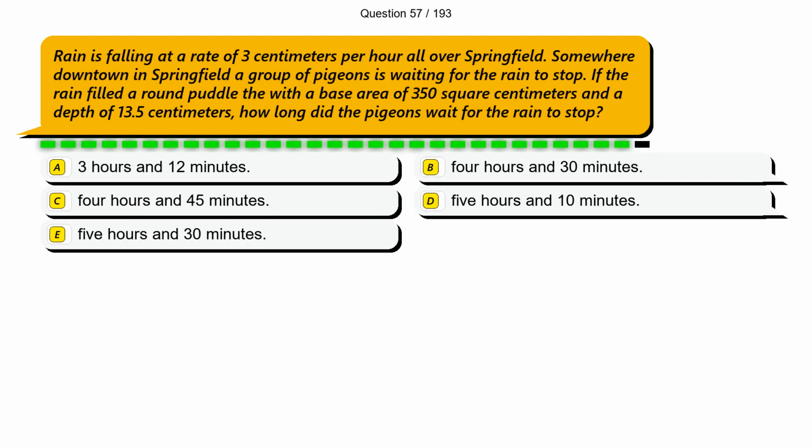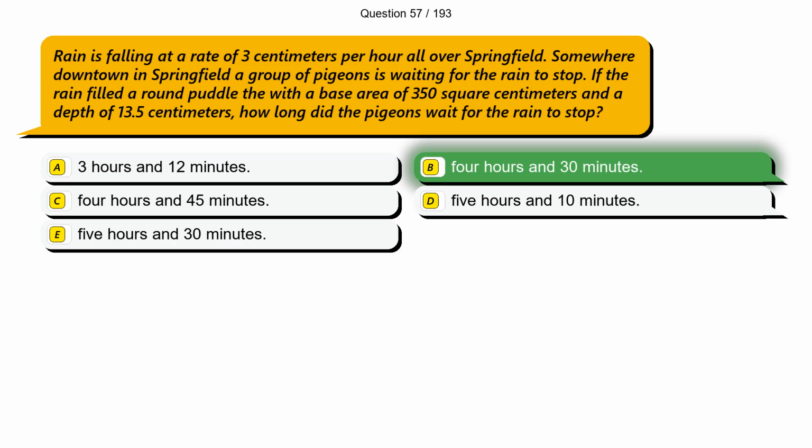Question 57. Rain is falling at a rate of 3 centimeters per hour all over Springfield. Somewhere downtown in Springfield a group of pigeons is waiting for the rain to stop. If the rain filled a round puddle with a base area of 350 square centimeters and a depth of 13.5 centimeters, how long did the pigeons wait for the rain to stop? Option A, 3 hours and 12 minutes. Option B, 4 hours and 30 minutes. Option C, 4 hours and 45 minutes. Option D, 5 hours and 10 minutes. Option E, 5 hours and 30 minutes.